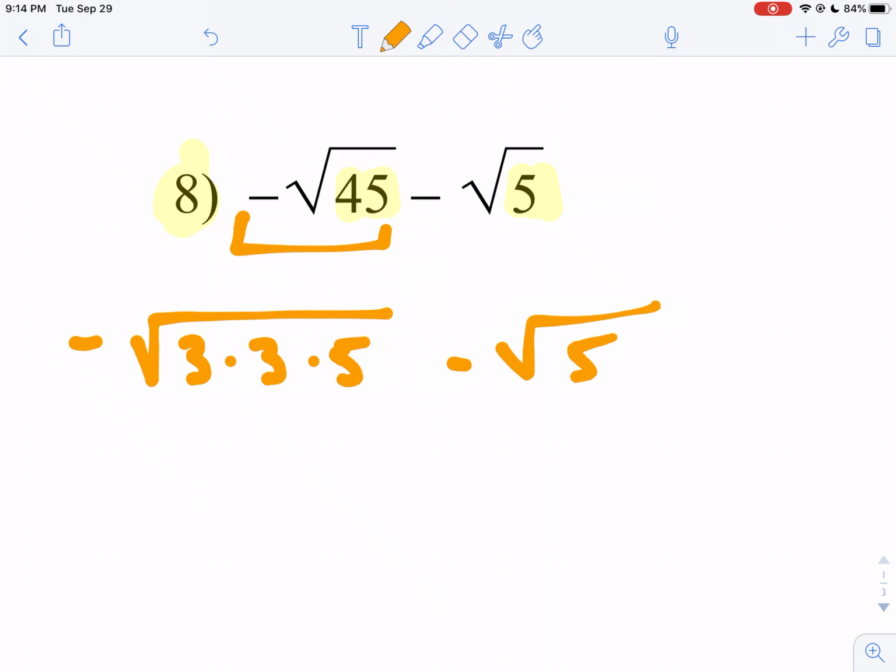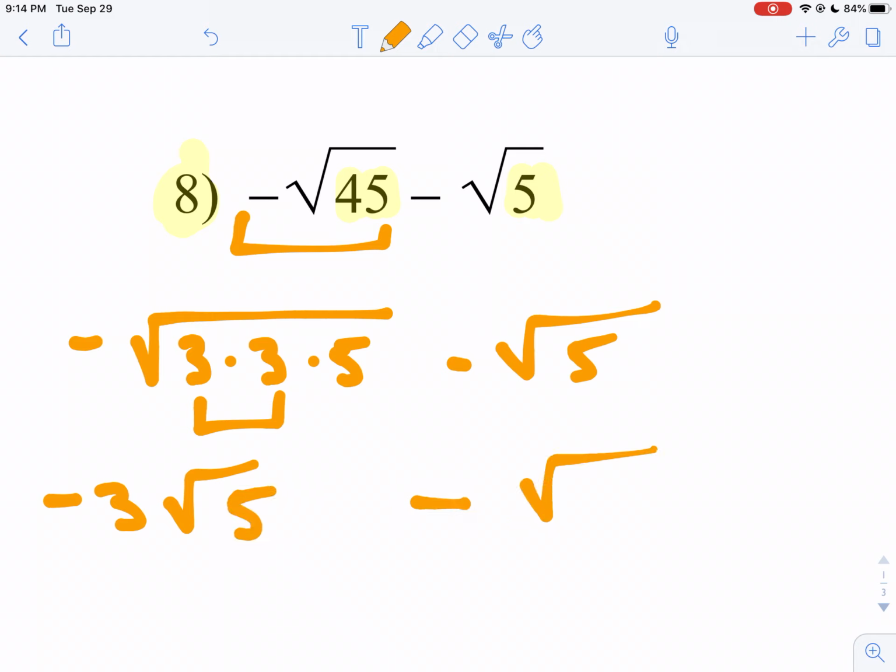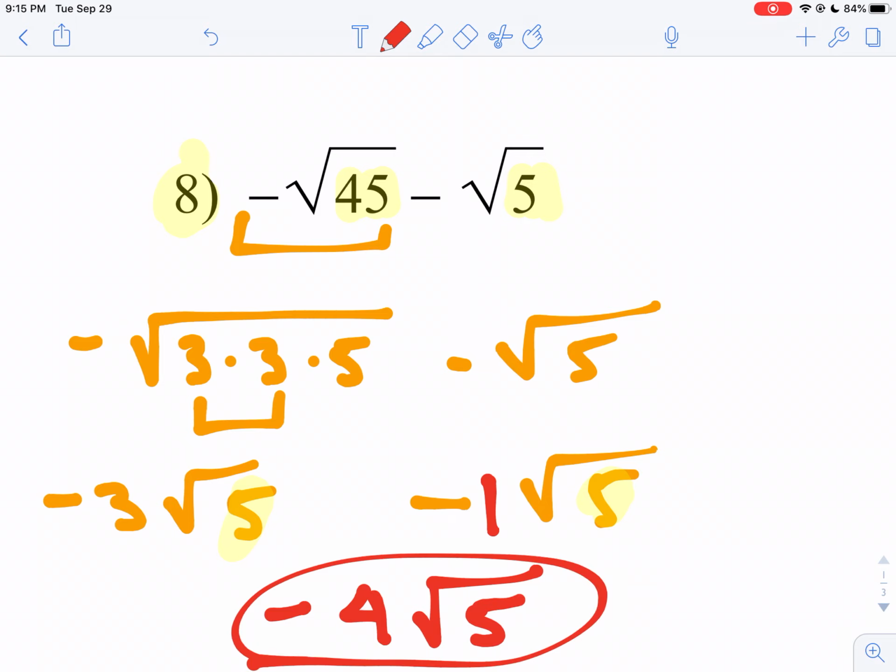Okay, and here I'm going to look for 2 of a kind, so I can take that 3 out. So negative 3 radical 5 minus a radical 5, and now you will see that you have the same radicand, so you can go ahead and add negative 3 and negative 1, and that gives you a negative 4, and write down your radical term behind that. Okay, so hopefully you check the answer, and that's the answer.